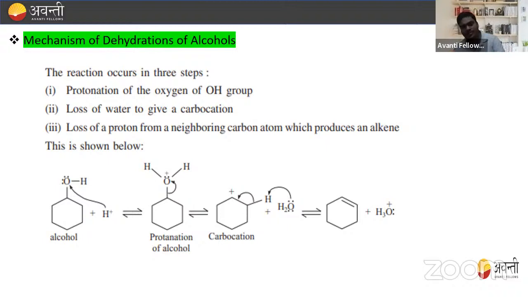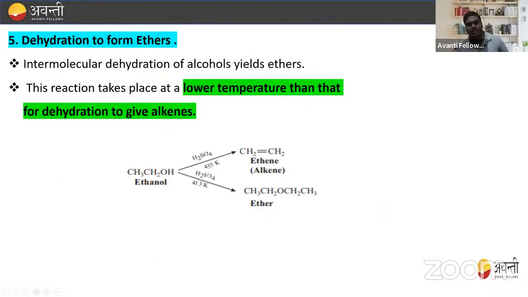First of all, when the alcohol is treated with an acid, H plus, protonation takes place, that is, protonation of the oxygen of the OH group. This becomes OH2 plus, with oxygen having a positive charge. Now oxygen tries to gain electrons from the nearest carbon.